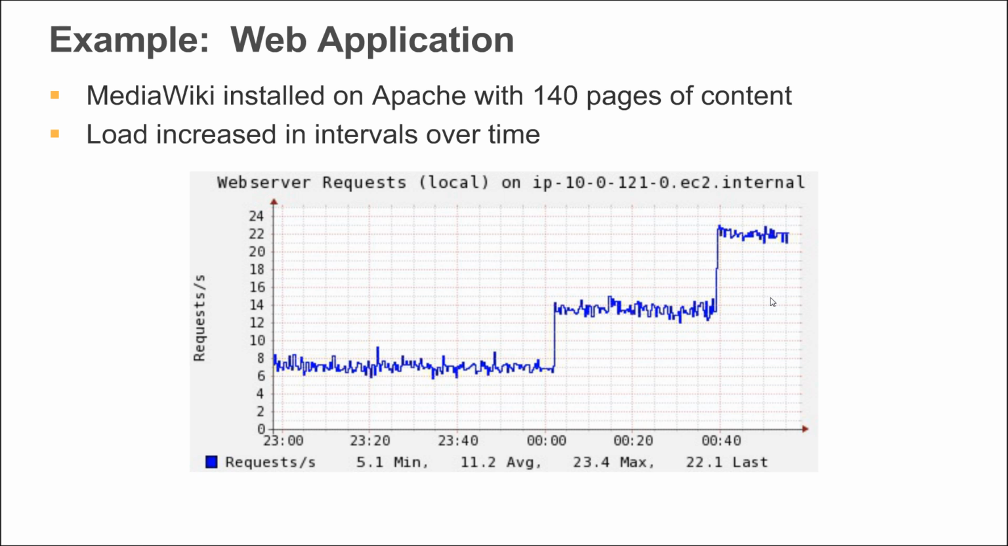So to demonstrate this, we set up a very simple example. We installed the open source MediaWiki application, and we started to throw some load at it with a tool called Siege. And we ramped up the amount of requests that were going to it, and we stopped and we measured along the way. Here you can see that at our peak, we're about 22 requests per second.